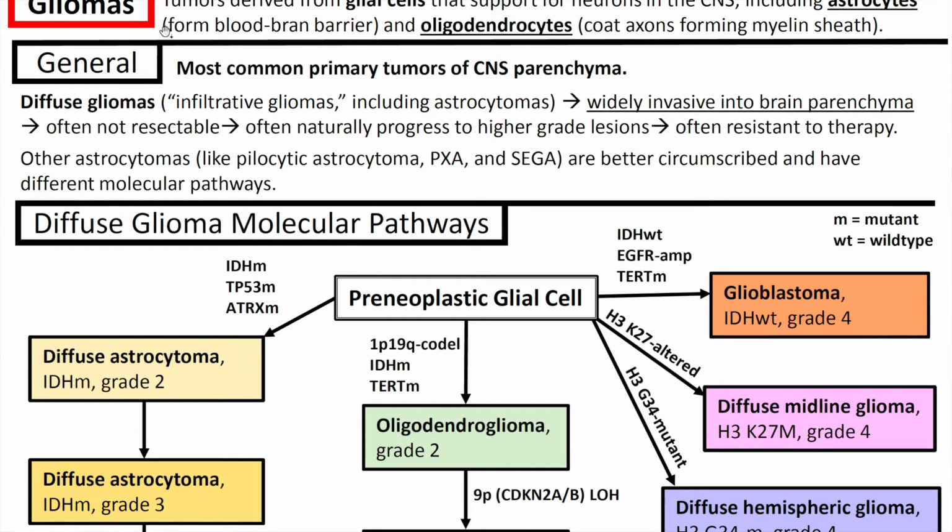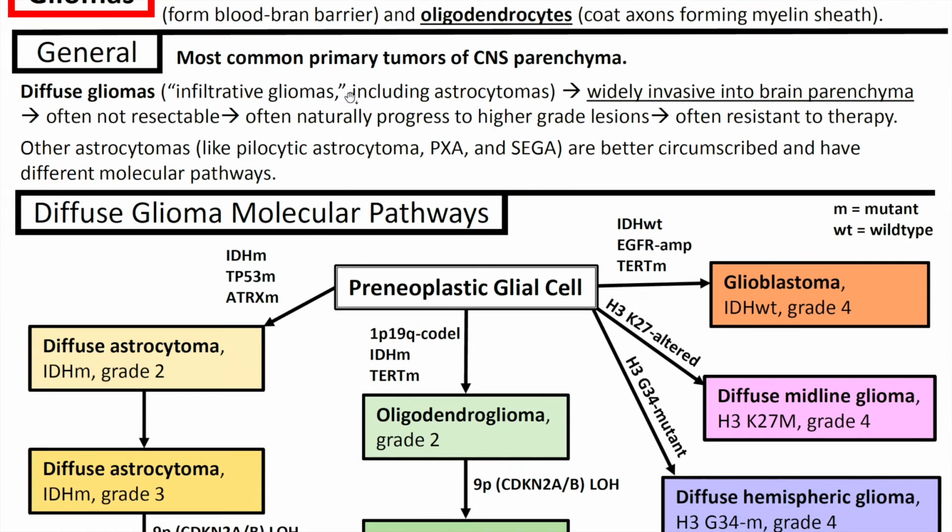All right, so our first big category, we've got gliomas. Tumors derived from glial cells form gliomas, and glial cells are what support neurons in the central nervous system, including astrocytes, which form the blood-brain barrier, and oligodendrocytes, which coat the axons and form that myelin sheath. So the glial cells are the support crew for the neurons in the central nervous system. And whenever you get proliferation of those glial cells, you get a glioma of some sort.